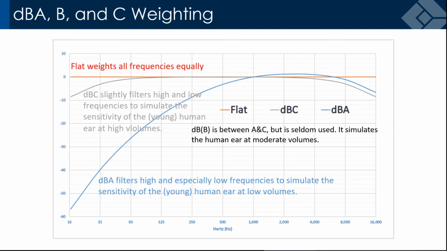So flat weighting is my red line here. It weights all frequencies equally. You can see dBC weights it slightly, but look at dBA. Look at the huge weighting of that. At low frequencies, it can cut it down by over 50 decibels. So they're very different, and it's really important when our people go out and take sound readings that they understand the difference and record what their meter is doing and which scale it's on.